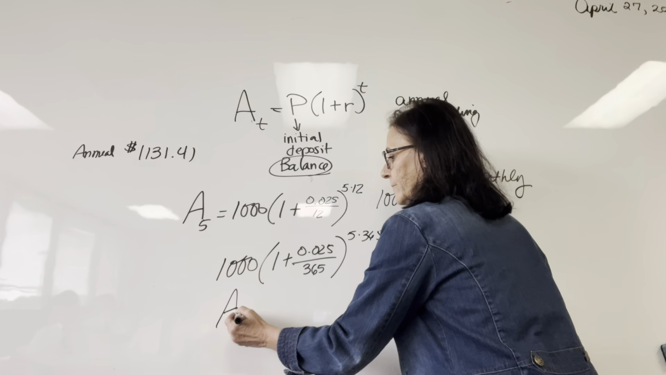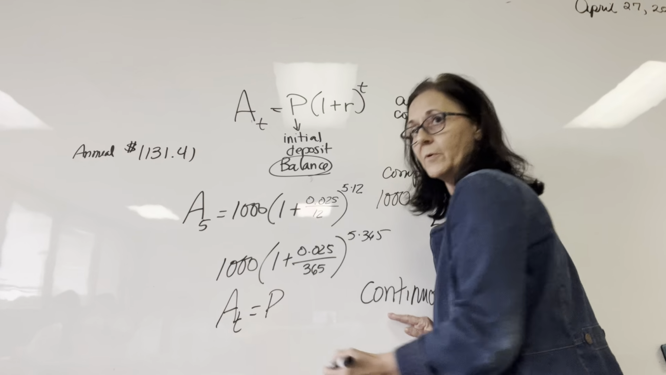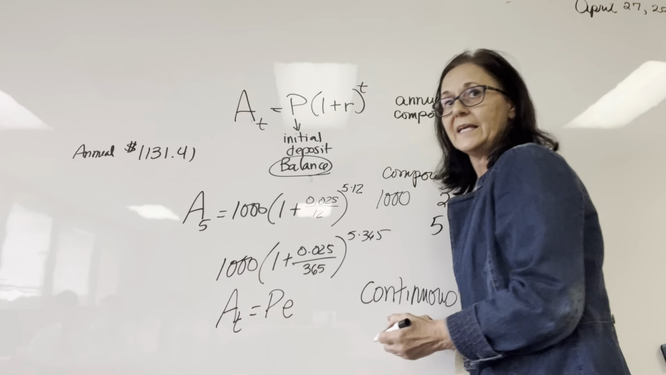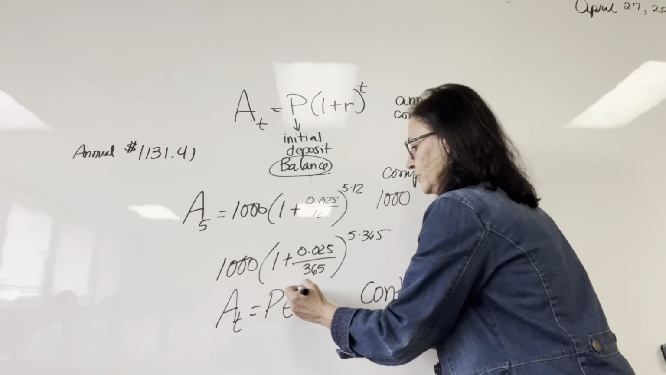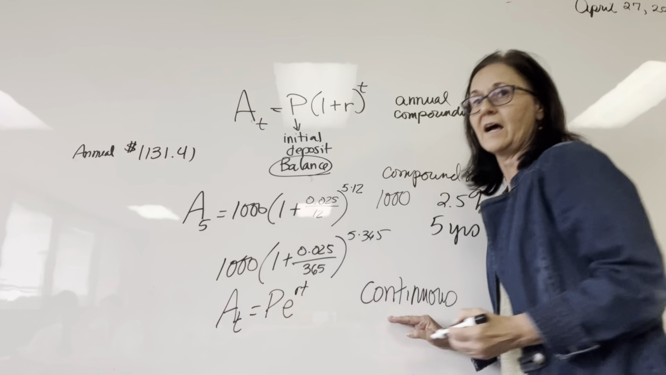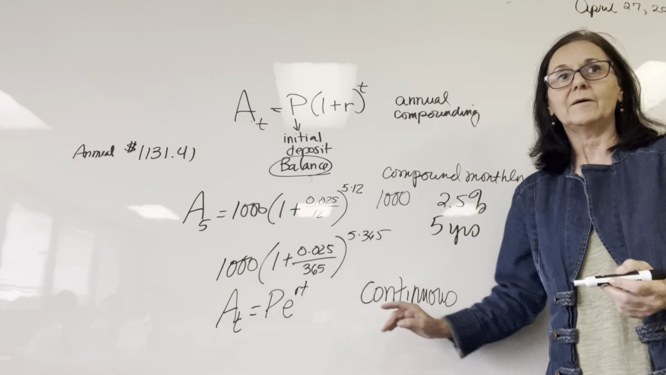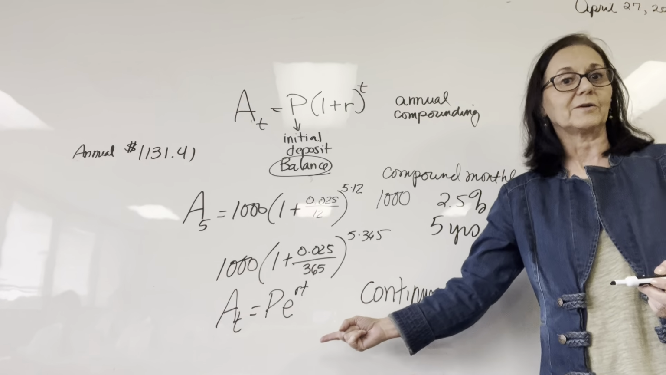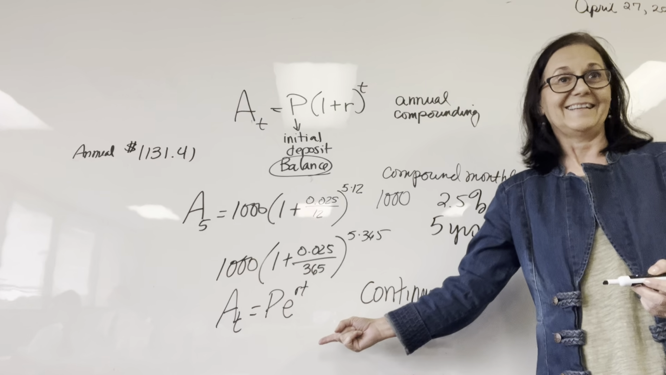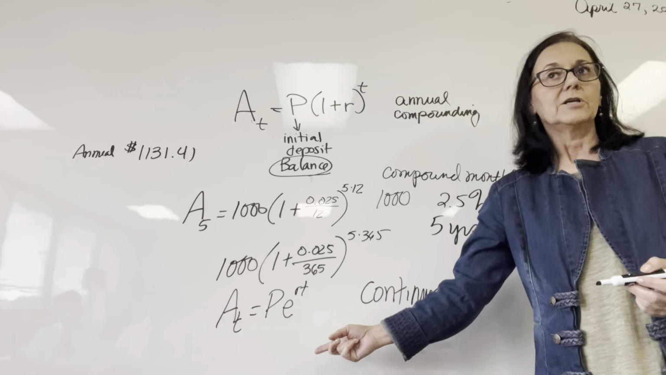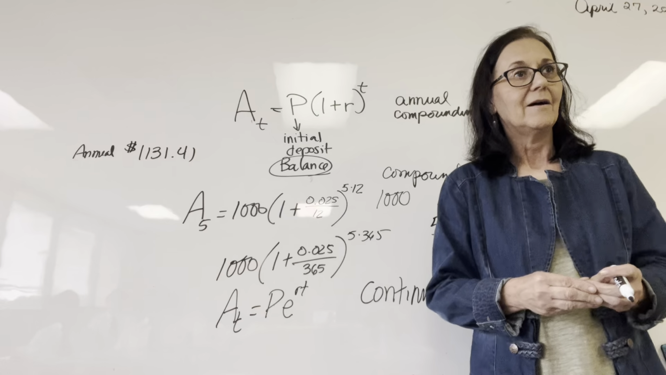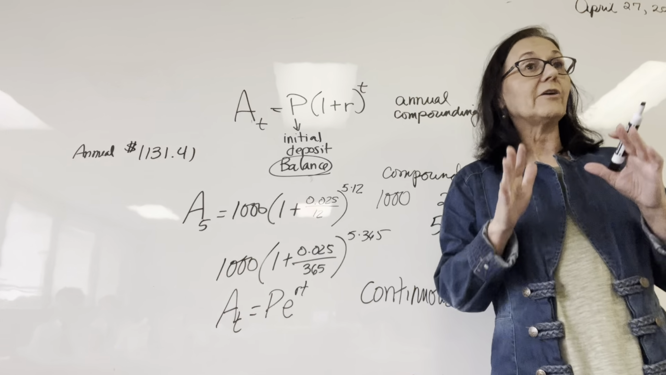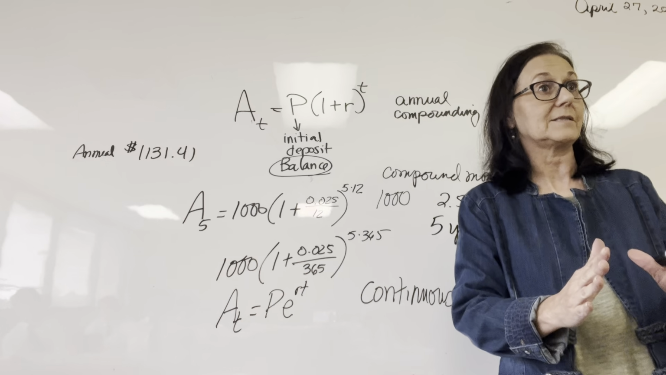The amount over time is the principal times E to the rate times the time. I call it PERT. When it's continuous, we're going to use PERT. That's a type of shampoo. I know. So we're going to use E. Remember, we just learned about E. That's the natural log, right? We're going to use the value E when it's continuous.